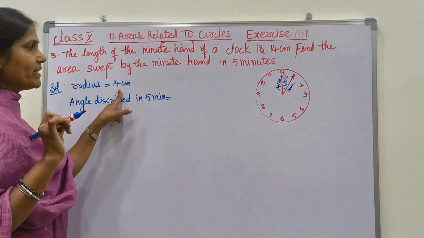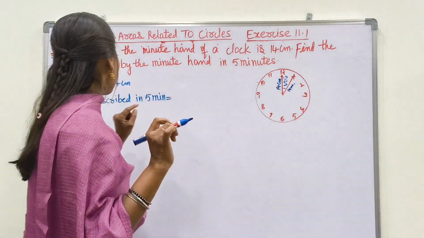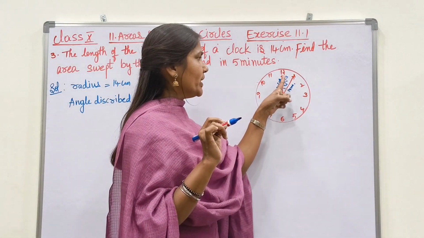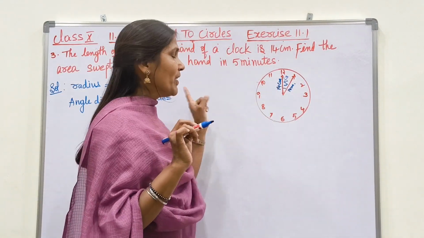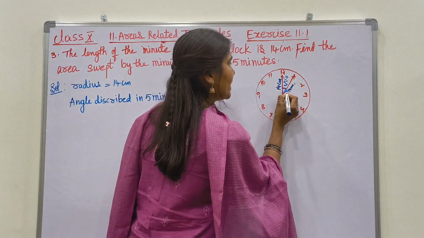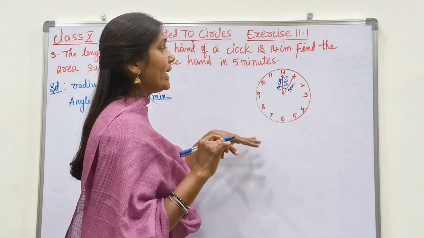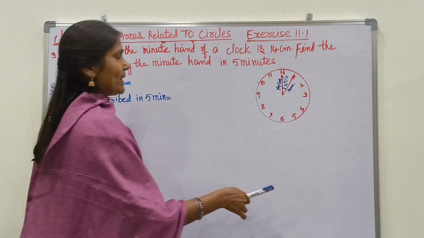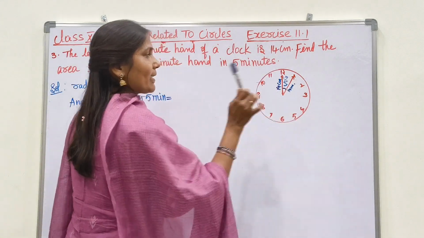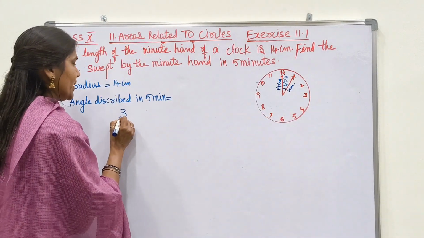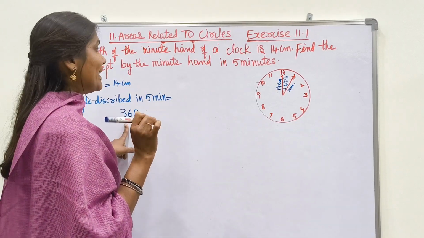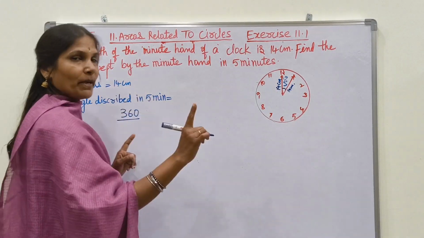First we will write radius is equal to 14 centimeters. Next, the angle described by the minute hand in 5 minutes. First we will find the degree, later we will find the area. Carefully listen. A full circle means how much degree? 360 degrees. Next, 1 hour, how many minutes?